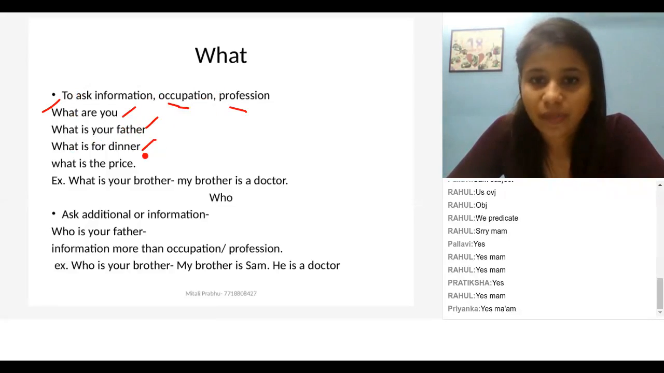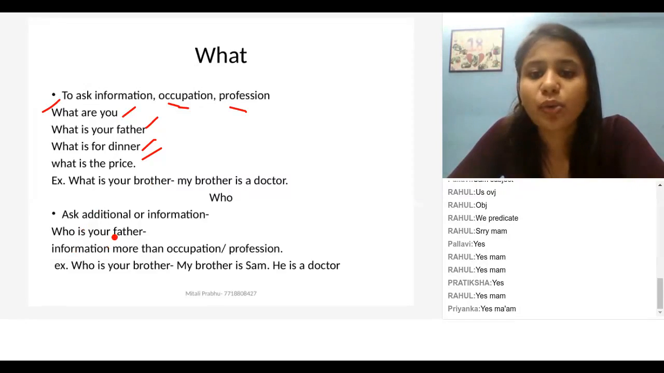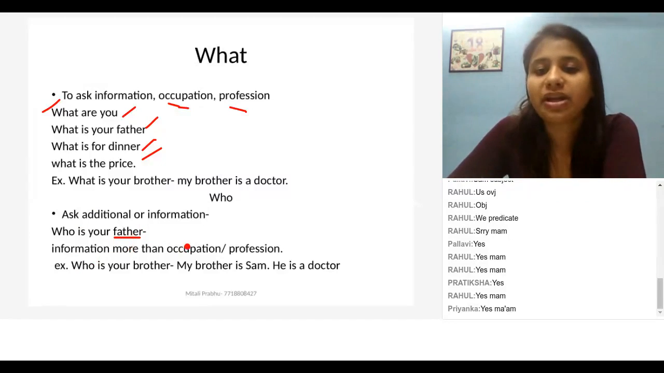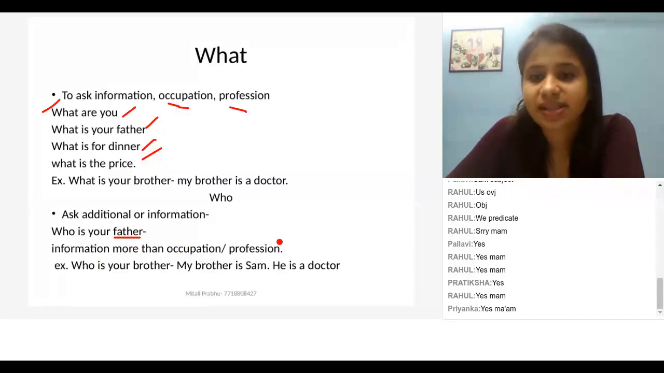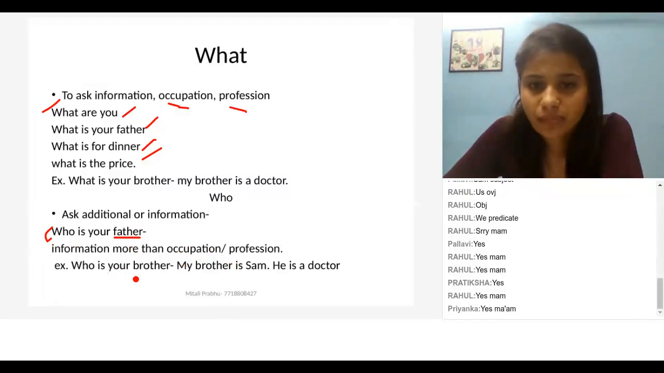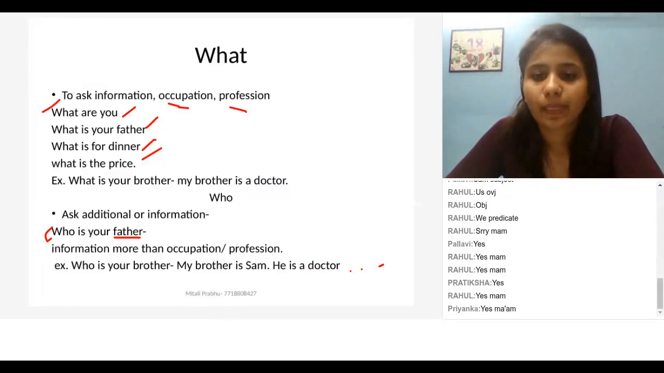Okay, interrogative again. What is the price? Again, interrogative. Okay. Now, when do you say "Who is your father?" You say "Who is your father?" when you want to extract additional or a lot of information. So if I ask who is your father, then you will elaborately tell me about his profession, his name, his age. Who is your brother? My brother is Sam. He's a doctor. He lives in so and so place. Okay.